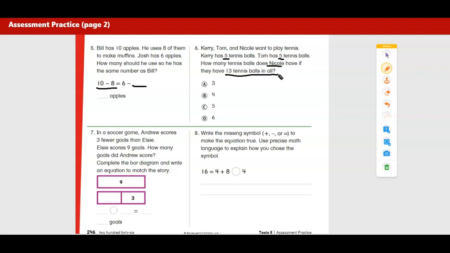So we would need to add together the number of tennis balls that we know the group has, and then see how many more they would need to get to 13. And you will fill in your answer choice below. It would just be one of these numbers.